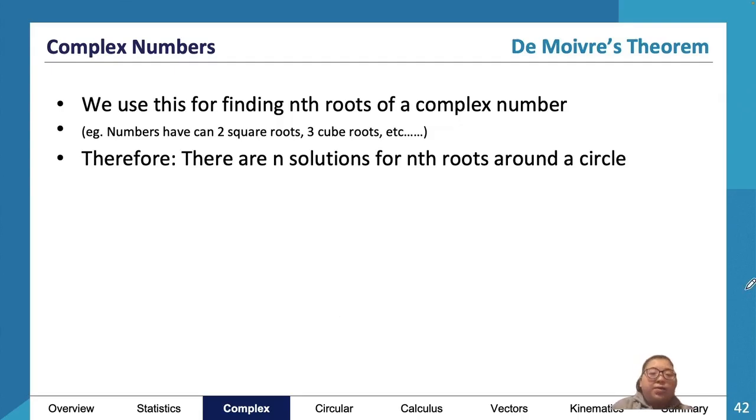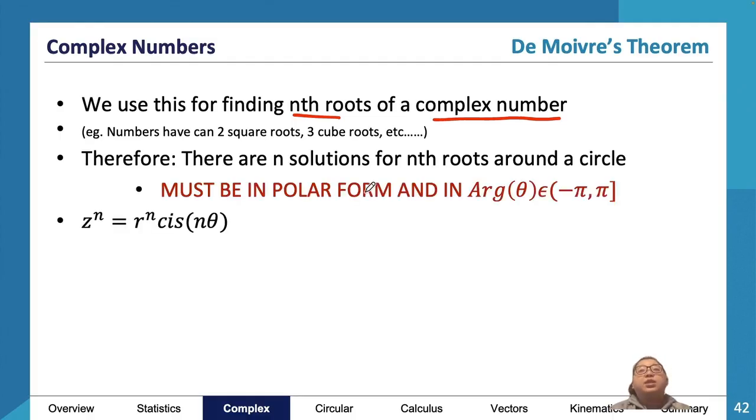Good. Alright, so de Moivre's theorem is the theorem that we use to find the nth root of a complex number, and the number of roots will be directly related to what power it is. So if it's to the power of 2, you'll have 2 roots. If it's to the power of 3, you'll have 3 roots, etc. So it will have n solutions for nth roots around the circle, and they will be evenly distributed around the circle. And they must be in polar form and in the argument of negative pi to pi, so it must fall within there. De Moivre's theorem states that z^n equals r^n cis n theta, and that's where our formula comes from.